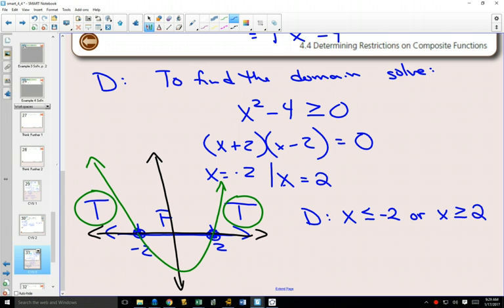In interval notation, we would say go from negative infinity to negative 2. And then in interval notation, there's a symbol for or, a big U for union. And then we start at 2 again and go on forever.